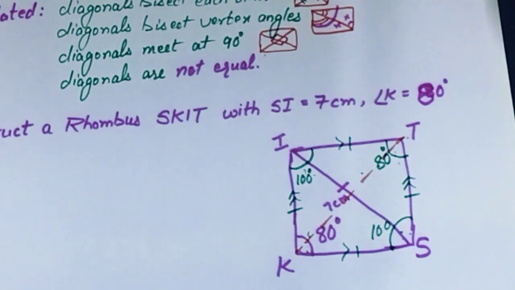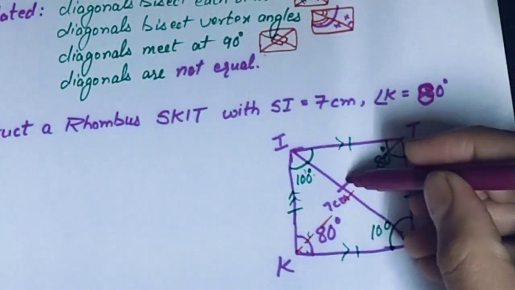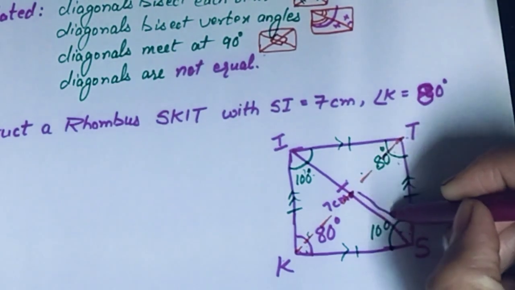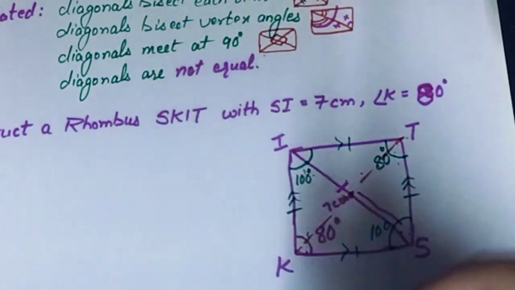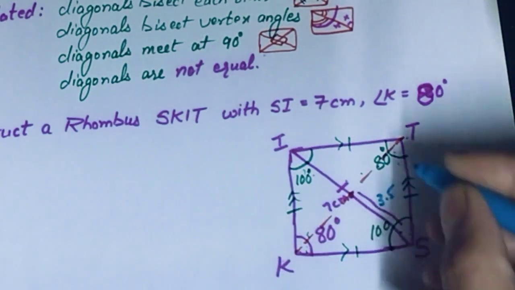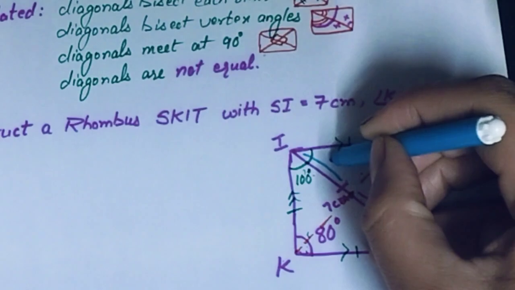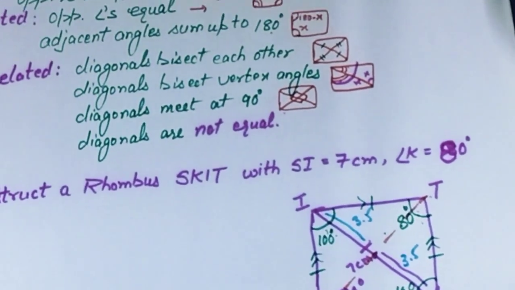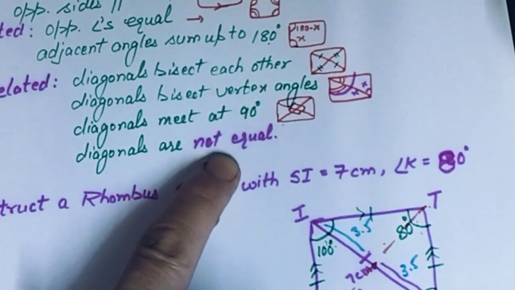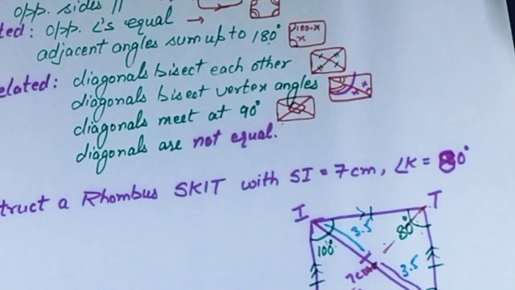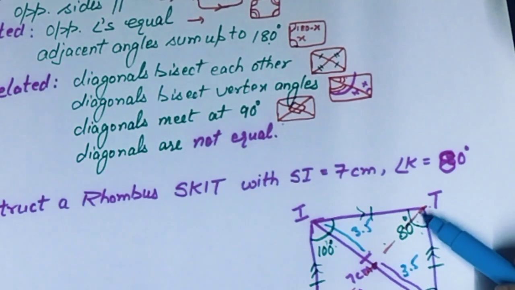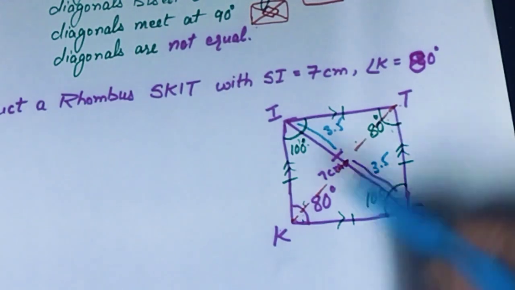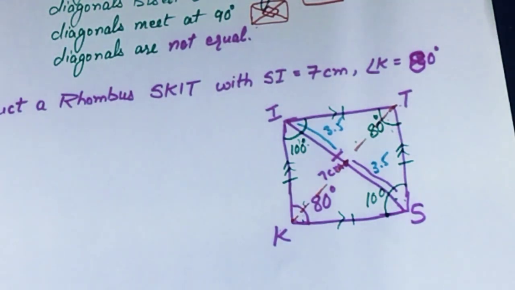Okay, so as this was 7 and the diagonals are meeting at this point, that means this part here is 3.5 and the part here is also 3.5. Now here I want to tell you one thing. Diagonals are not equal. So if this is 7, you don't have any reason to call this one 7. You cannot call it 7. So if somebody has done it, that's going to be wrong.